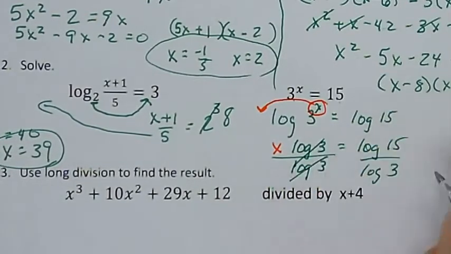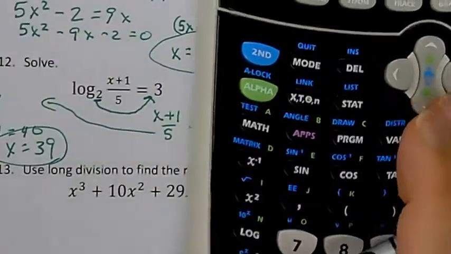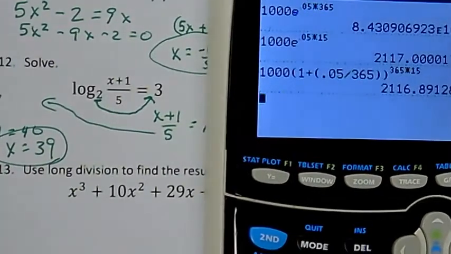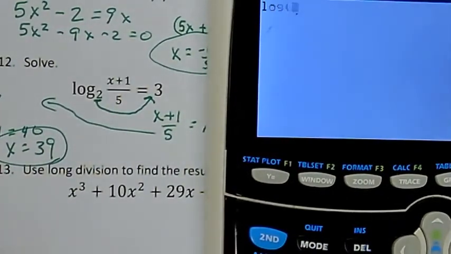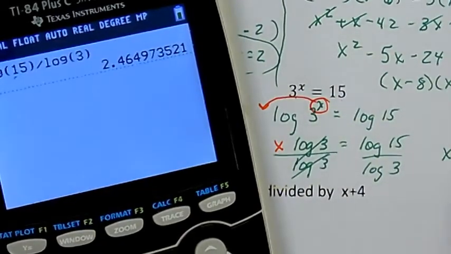So I get x equals, and then when I punch that into my calculator, I would have log 15 divided by log 3. And you get 2.46, and we knew it was going to be 2 point something. So that answer makes sense.